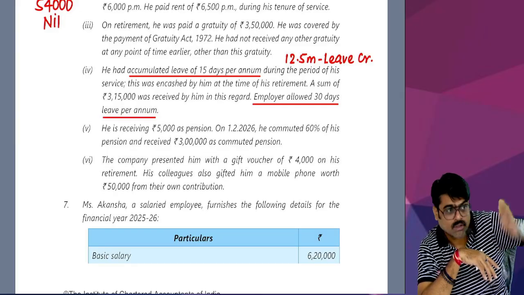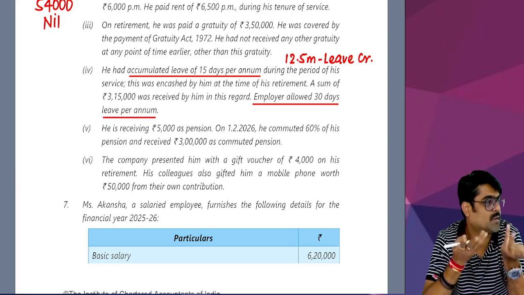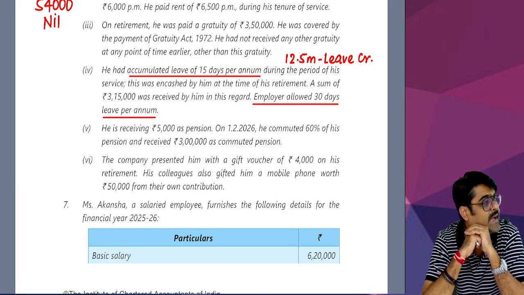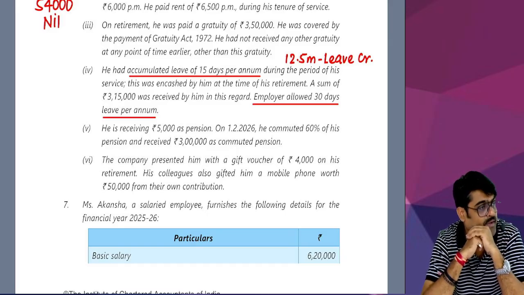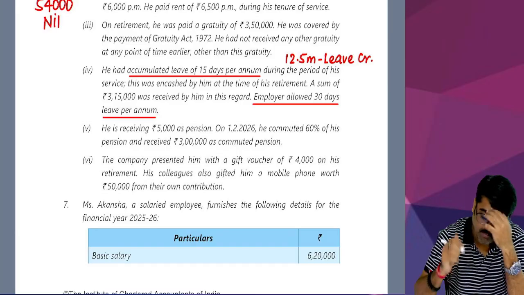March to December. What was the basic? 25,000. What was the DA in terms? Nil. What was the turnover commission? Nil. So what is the total salary? 2,50,000 divided by 10 will be 25,000. So the average salary will be 25,000. Yes or no?